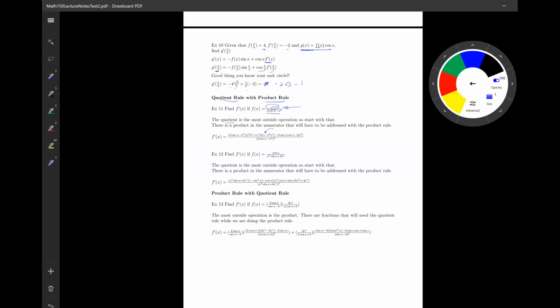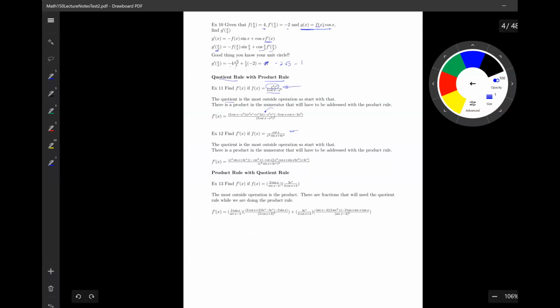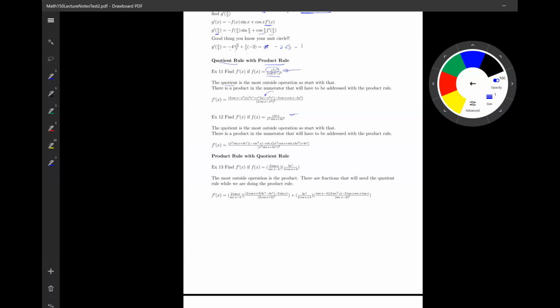All right, so this one here, the most outside operation is quotient rule again, and I have product rule happening in the denominator this time. So start with low, d high, minus high, d low.